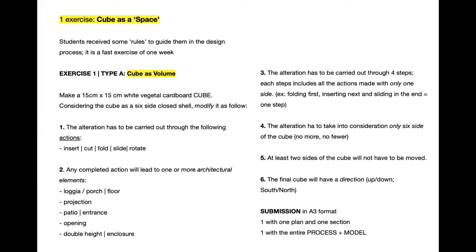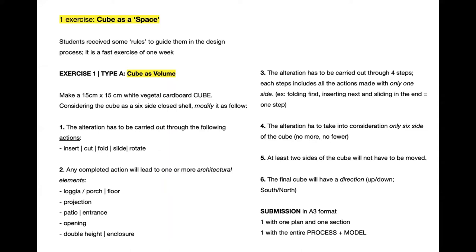So I invite them to consider two options when they are making this cube. This cube is very simple. It's an object of 15 by 15 by 15 centimeters. So it's actually a volume, and I encourage them to work with the model from the beginning. So in these first two exercises, the model is actually the real object. As you can see, I'm not reading that, but the instructions are very simple. I ask them to make some action on this cube and to consider that this action could be related to architectural elements. The cube doesn't have to be a building, but it has to recall some architectural idea.